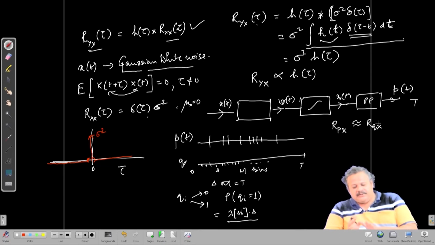But this approximation is pretty good, in the sense that if we think that delta is going smaller and smaller and almost infinitesimally small, then our Qi and the process Q and the process Pt are essentially the same. The only difference is that instead of the delta function, we will have unit impulses in discrete time in Q. So this is how to connect these two with each other.